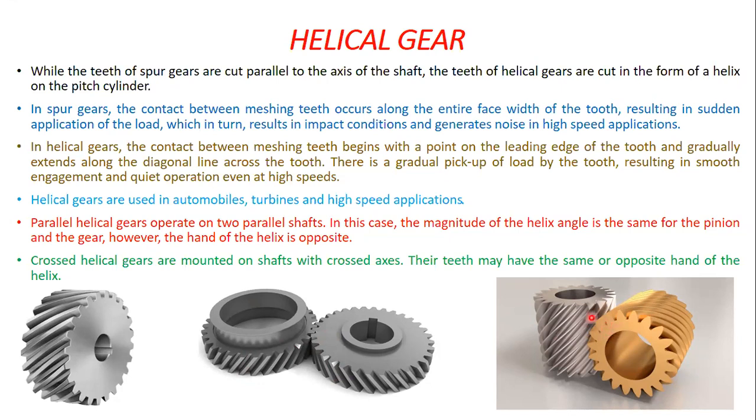Whereas in the cross helical gears, the teeth can be of the same or opposite hand. As I told you, in the parallel helical gear, the hand of the teeth will always be opposite. If this is right then this will be left, if this is left then this will be right. Whereas in cross helical gear, you can use both same or opposite hands of the helix. If you use right on the pinion, on the gear you can use right or you can use the opposite. This is about the helical gear.